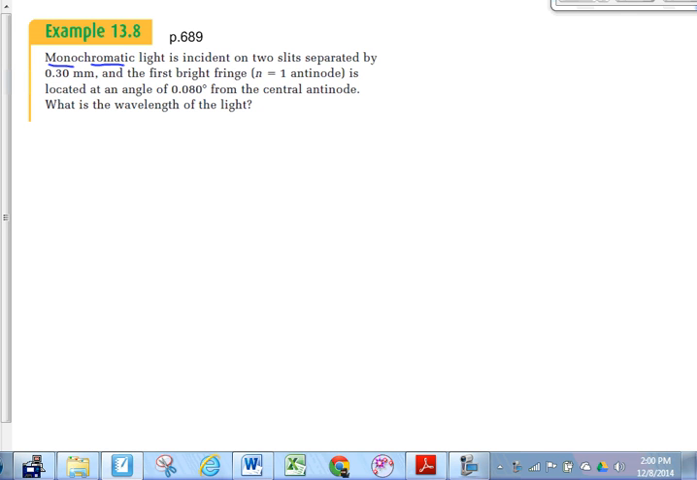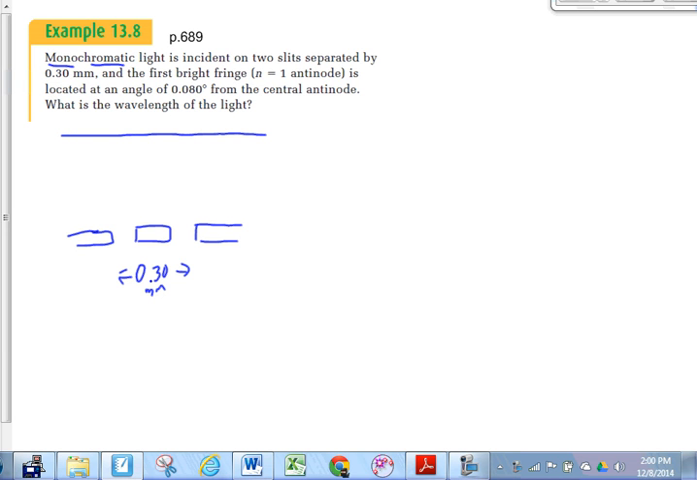One color light is incident on 2 slits separated by this distance. Let's draw this. Instead of just writing down givens, let's draw it out. The 2 slits are separated by 0.30 millimeters. So there's our openings, right? The distance between the openings. Here's our screen up here.